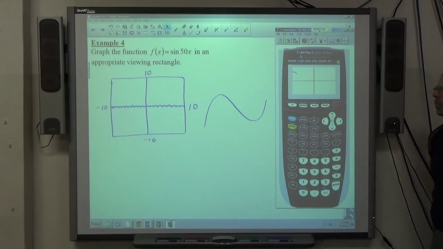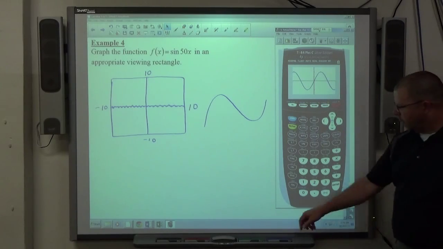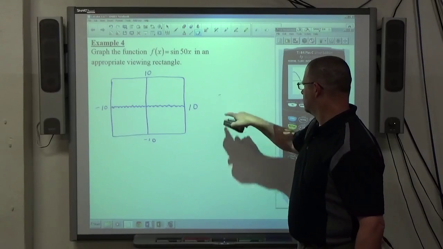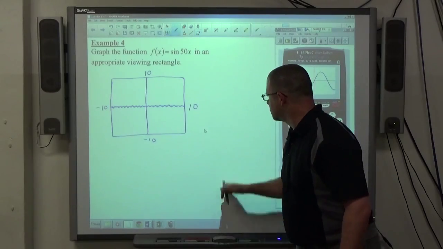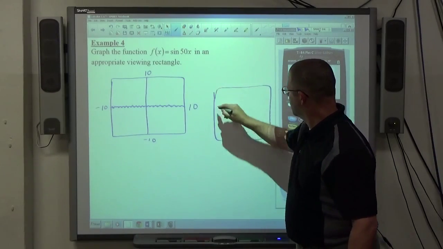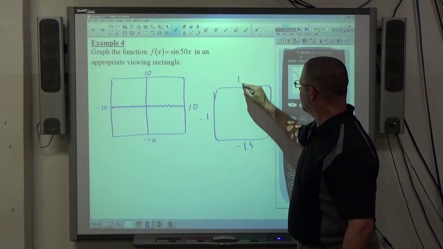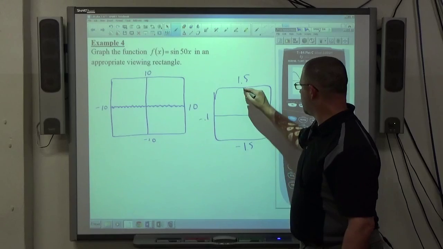And there's no real math to this. It's just a matter of playing around with it and getting to a point where it looks like what you want. To me, that looks pretty good. So, my final picture: negative 0.1 to 0.1, negative 1.5 to 1.5, x-axis, y-axis.